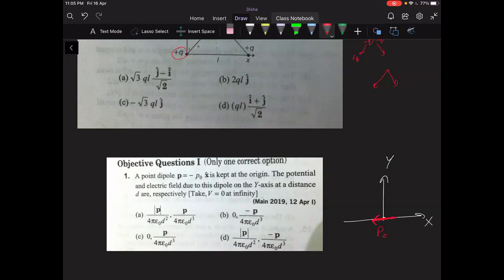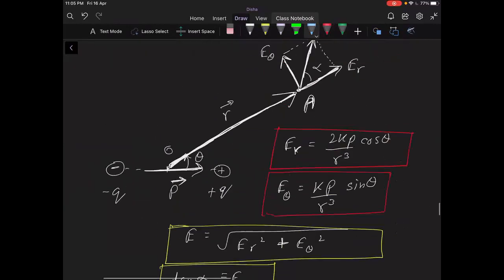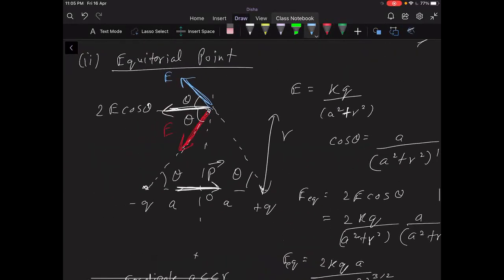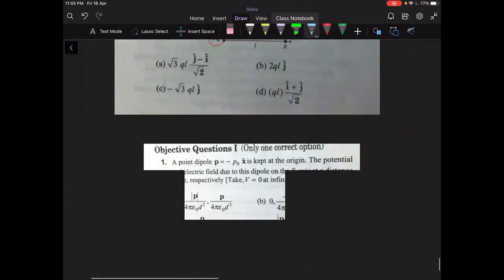Now this kind of a dipole, they're asking on the y-axis at a distance d. So that means they're asking at this point, which is essentially an equatorial point, as we have already studied. You can cross-check with what we have done in this question as well as here. Equatorial point, dipole at the bottom, and then some point at the top. So anyway, this is an equatorial point, and hence the electric field, first of all, direction wise, should be in the opposite direction.